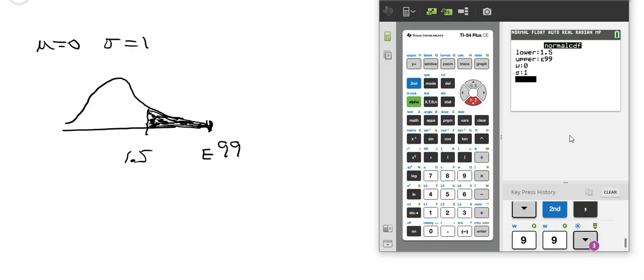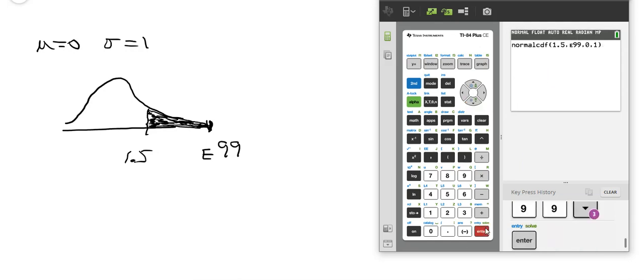Okay. Make sure you use this double E above the comma key, 99. We're going to do paste, enter, and there's my area. My probability relating to this area is 0.0668.